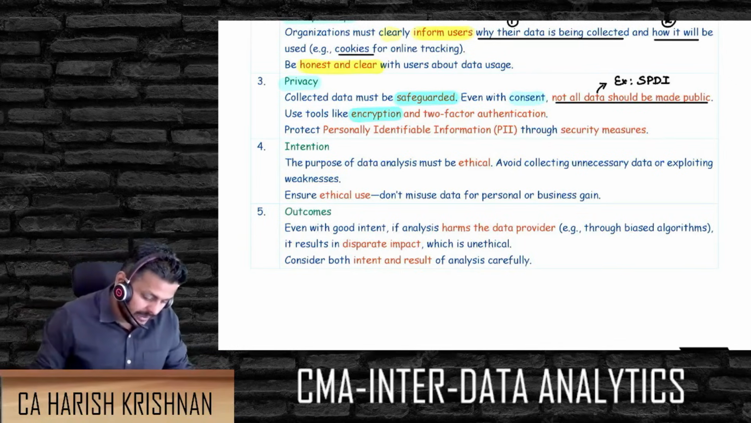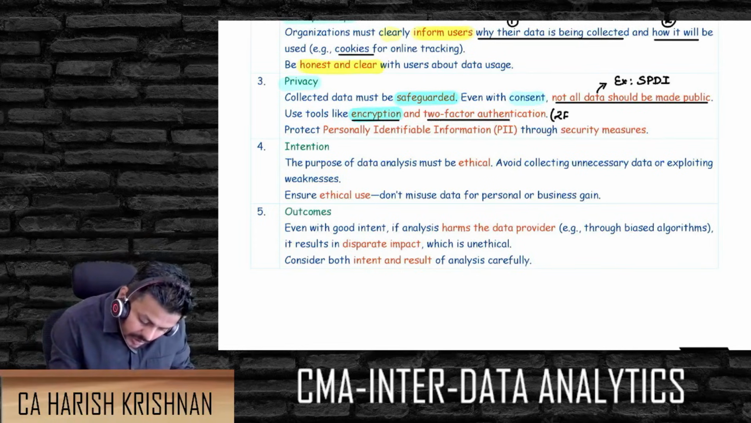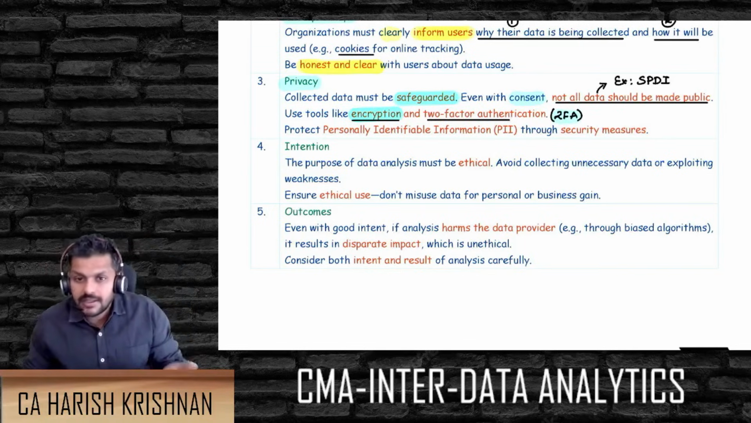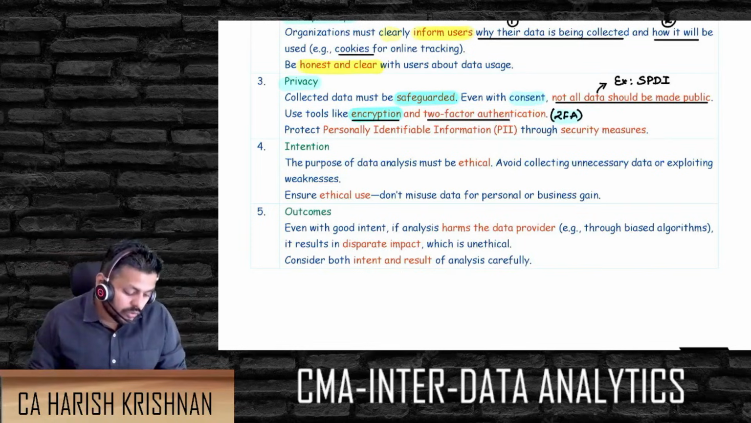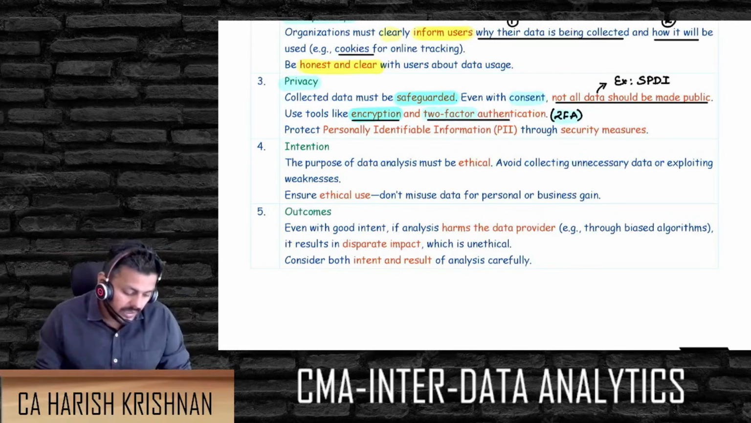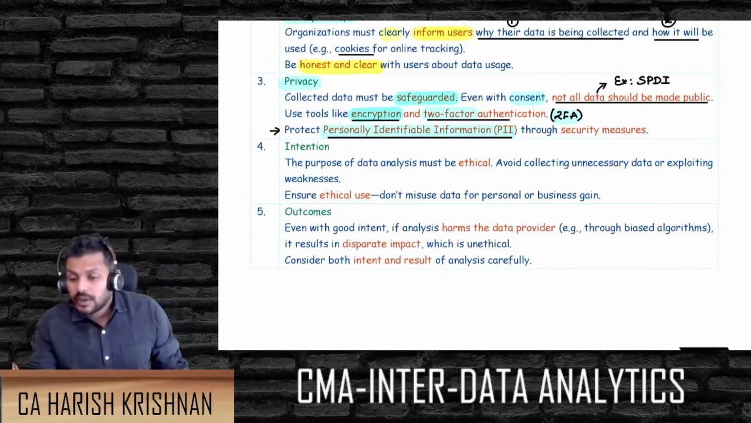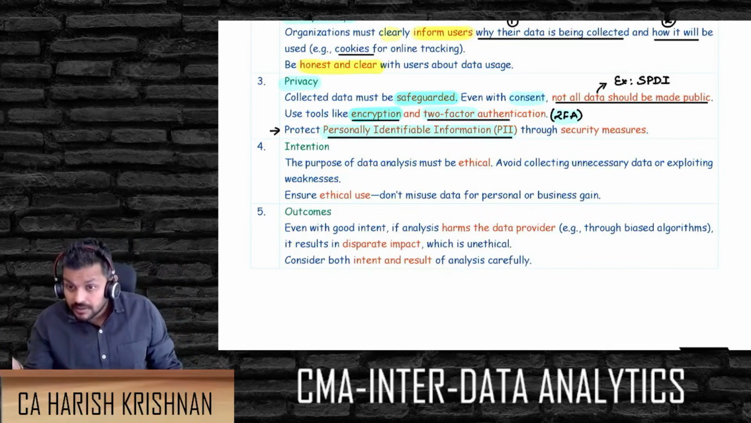That is called encryption. And nowadays all of you know that in your phones you also have 2FA, two factor authentication. Until you do two times of authentication, you cannot use the data. So use tools like encryption and two factor authentication to protect personally identifiable information. This is what I was talking about in the case of SPDI. Anything that can personally identify you, your name, address, date of birth, Aadhaar data, all of these should be protected.